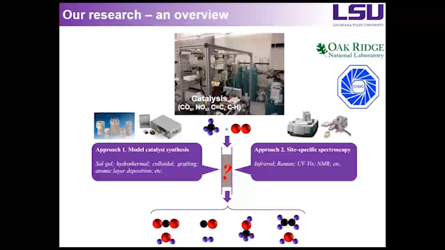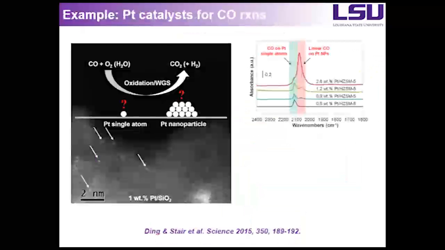The other approach is using the site-specific spectroscopy. For example, if you have a complex surface structure with all different types of species, but if you have a spectroscopy technique that can identify each site and can monitor the chemical reaction on each site, basically you can know the structural property relationship of the catalyst. And after that, you can design a catalyst with a more uniform active site to increase the performance of the catalyst. I'd like to show you two research examples to demonstrate the concept of our research.